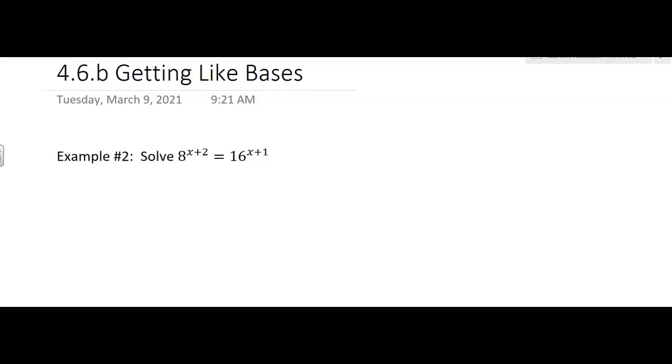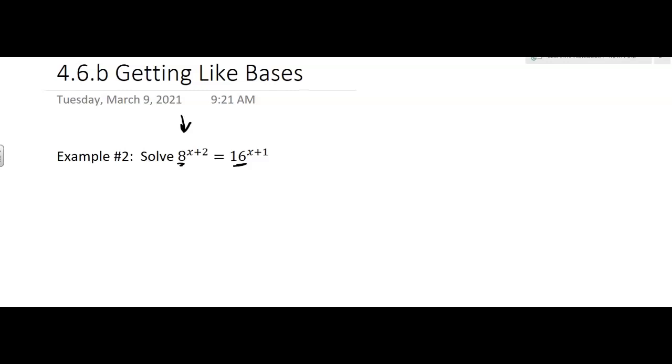So sometimes it's easy to see that the bases are the same, and sometimes it's not. So here we have this equation we're trying to solve. We've got a base of 8 here and a base of 16 there. 8's not the same as 16, so you can't just set the exponents equal to each other. So we're going to have to use some ideas that we have about exponents, okay?